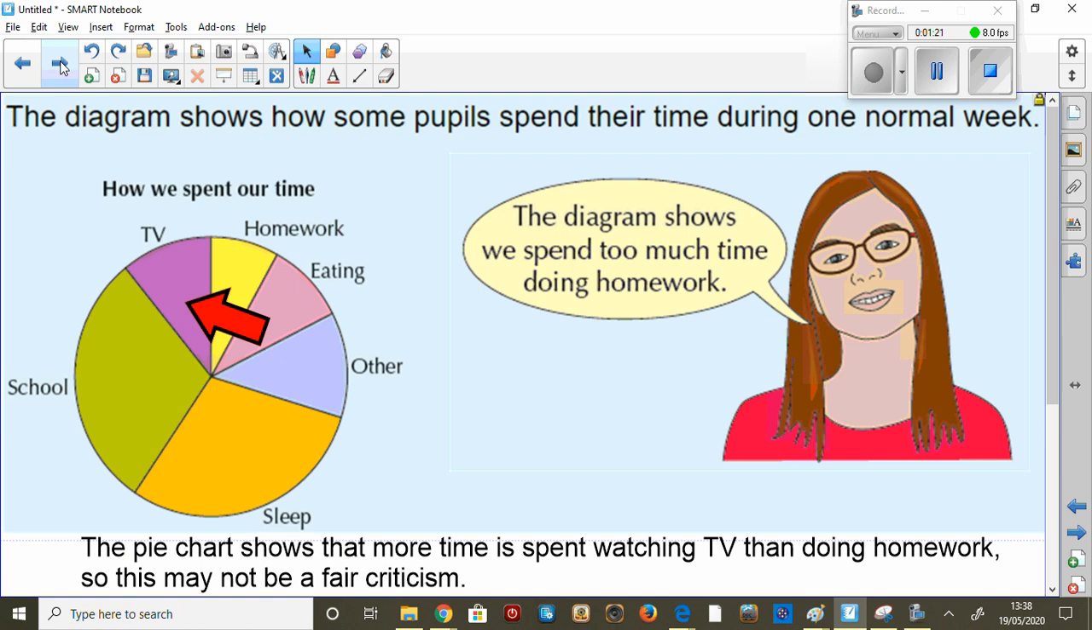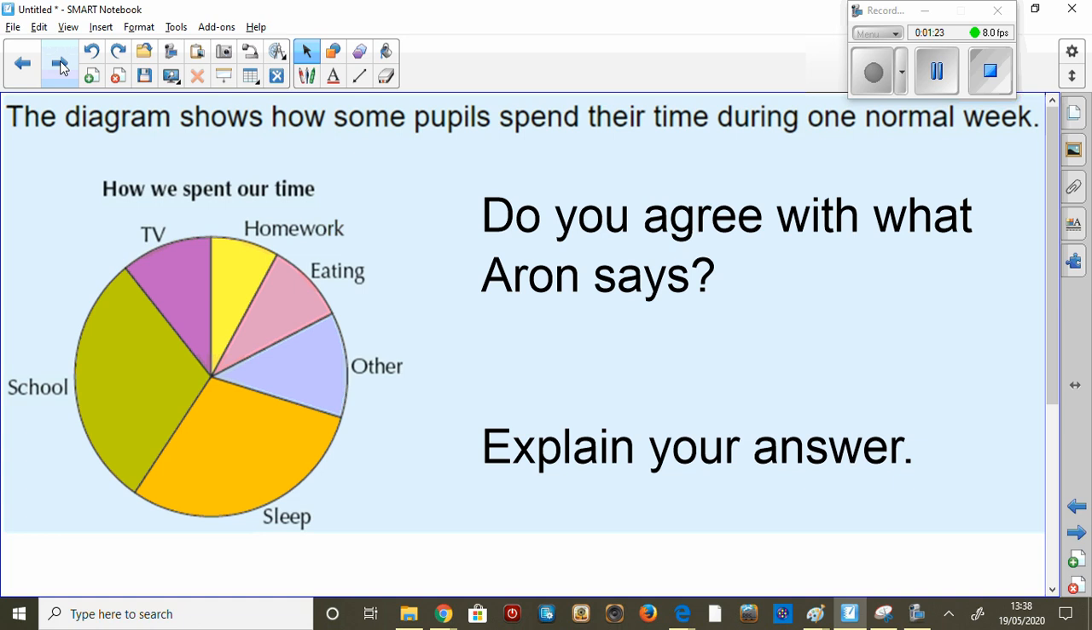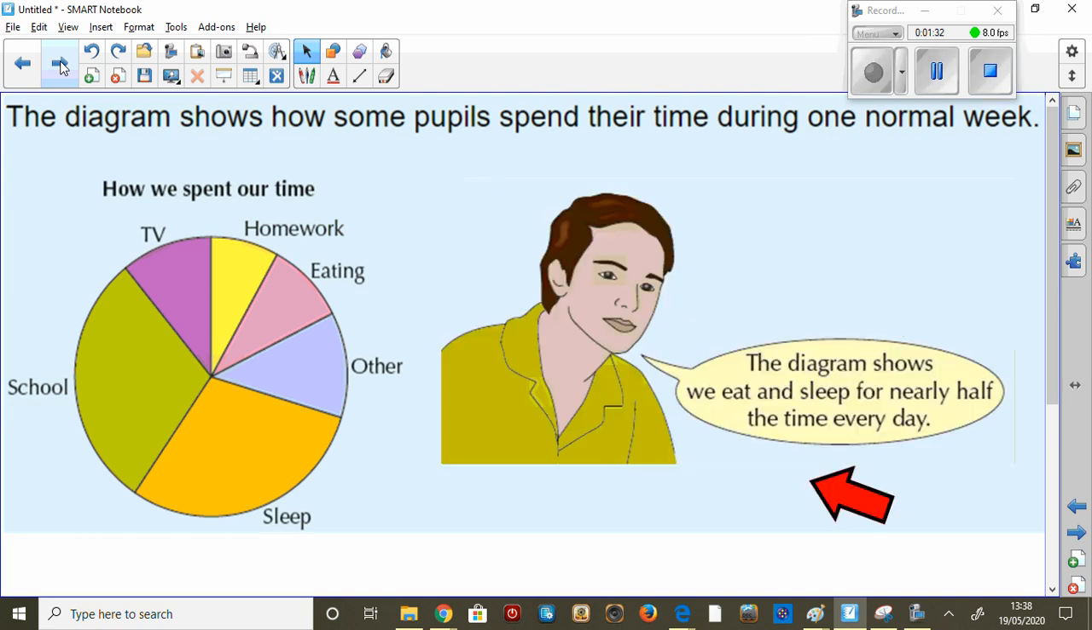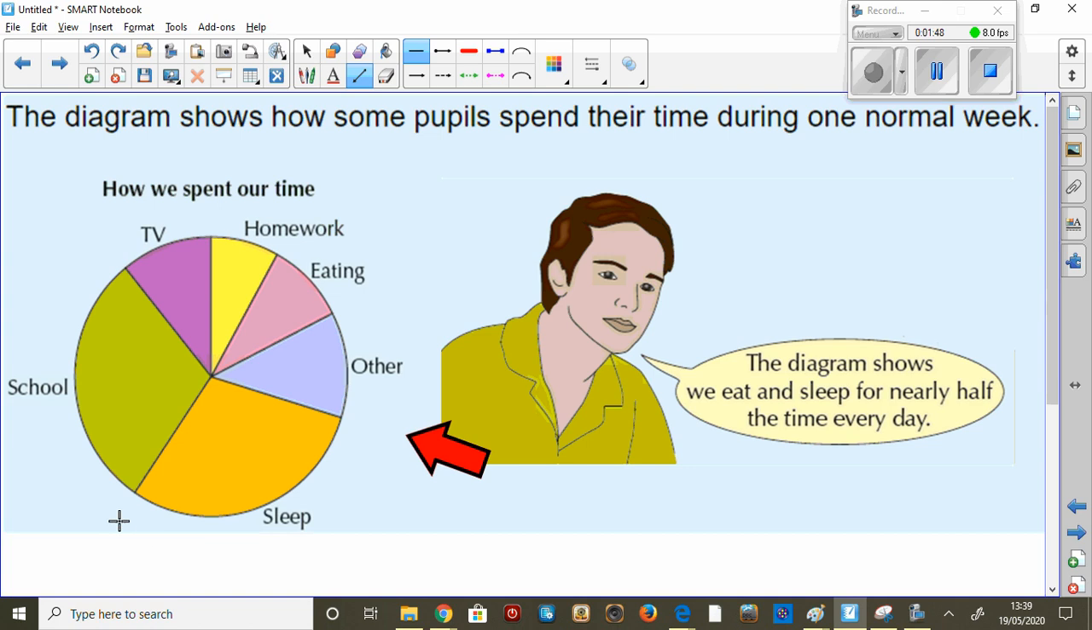The next part of the example says, do you agree with what Aaron says? And again, you have to explain your answers. You have got to look for reasons why the answer is either right or wrong. So Aaron says the diagram shows we eat and sleep for nearly half the time every day. So if I look at eating and sleeping, they come in half a pie chart, but I think what Aaron is failing to notice is that there is something in between.